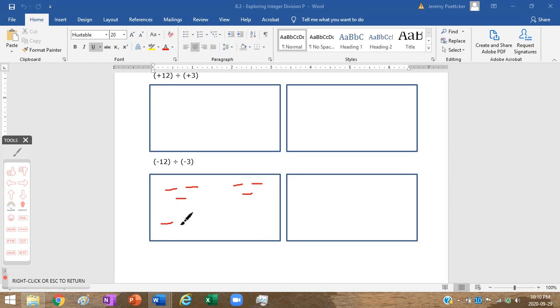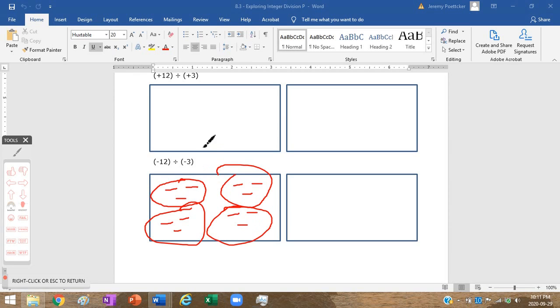So there's one group of negative 3, another group of negative 3, and 2 more groups of negative 3, right? So one group, another group, another group, these are sleeping faces, and another group. So what we see here is, how many groups do I have? Well, I have positive 4 groups of negative 3. I'm going to leave this one for now, okay?